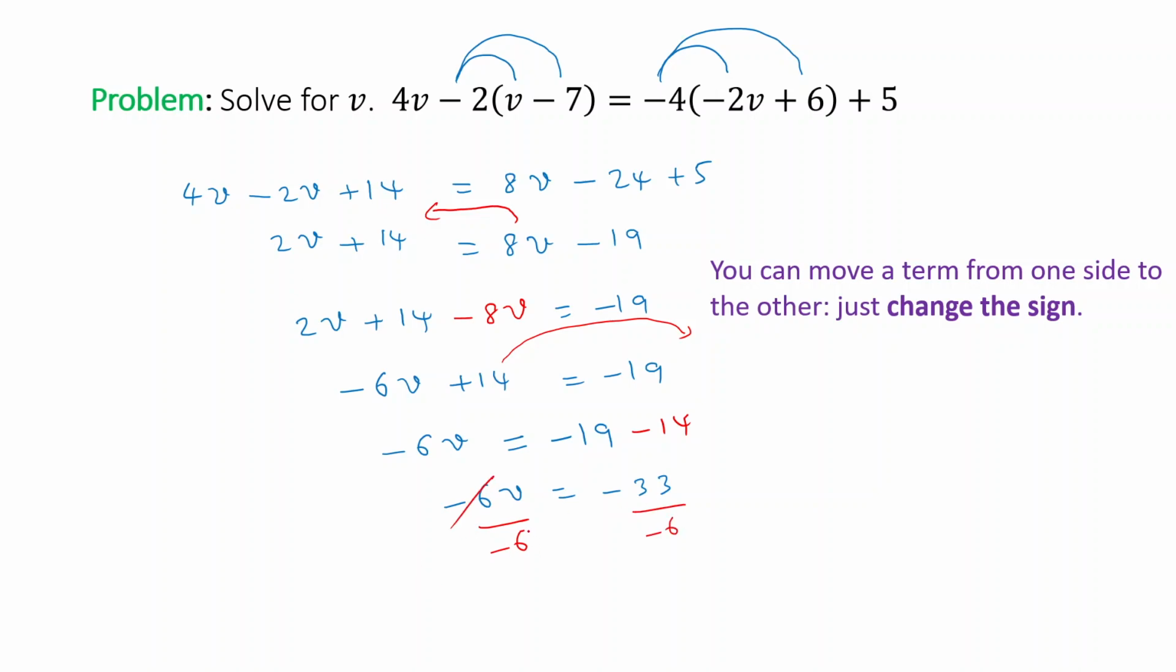Now you can divide negative 6, and you have v that is equal to negative number. You are dividing this negative number by another negative number. You get a positive number. Now 33 and 6 both you can divide by 3. 33 divided by 3 is 11. 6 divided by 3 is 2. So this is equal to 11 divided by 2. This is the answer.